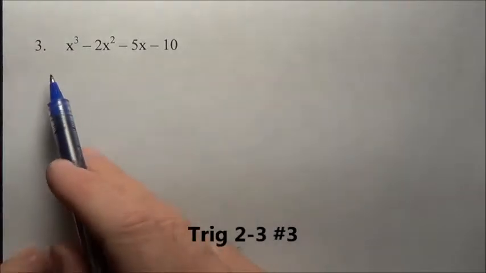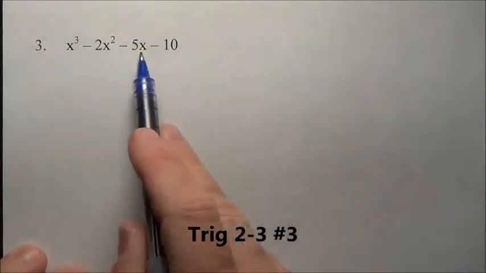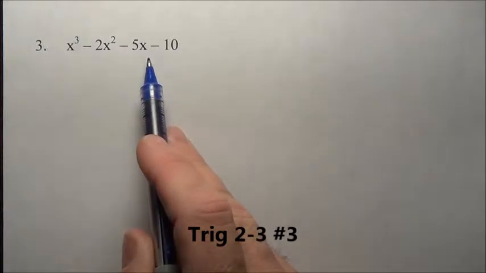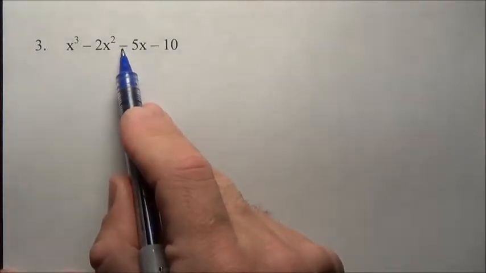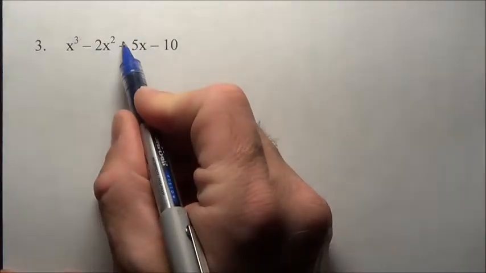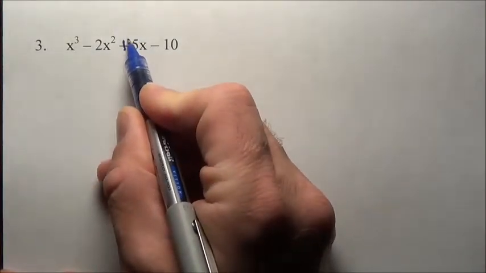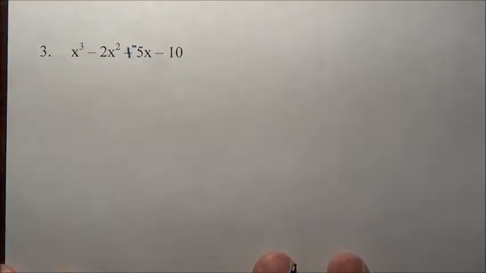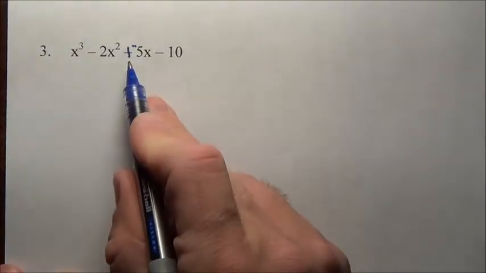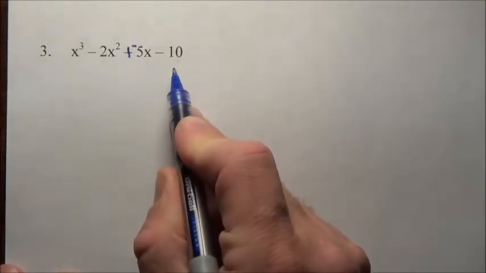Alright, problem 3. It wants us to factor this. I see 4 pieces, so that tells me I'm going to factor by grouping. Now, I always have to be careful. This center term says minus here. The easiest way to change that subtraction is just change it to plus and negative. That's always a safe way to make sure you don't make a mistake. So we're going to go ahead and change that subtraction to plus negative 5x minus 10.